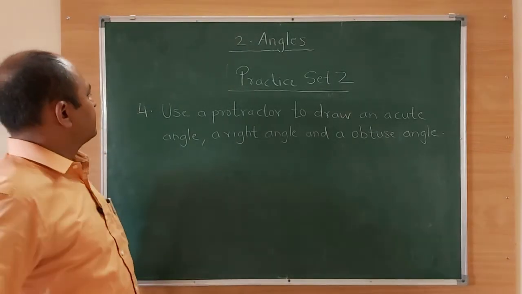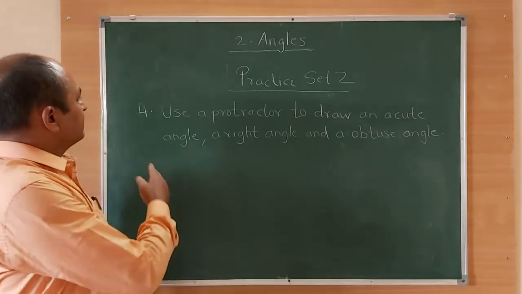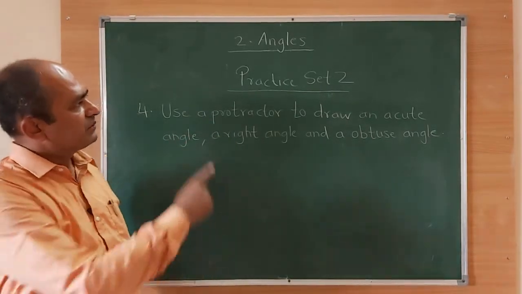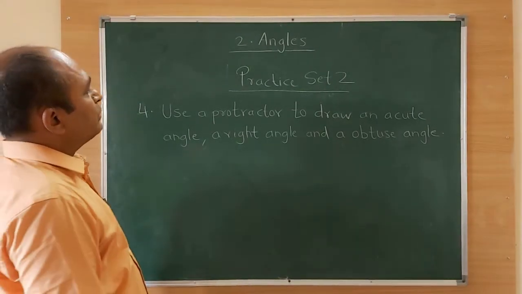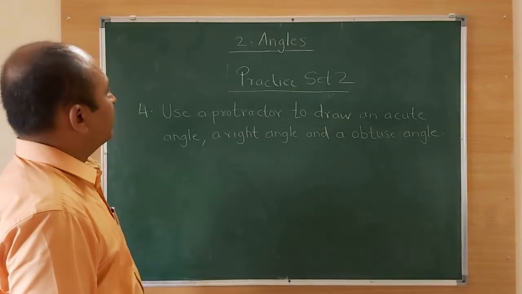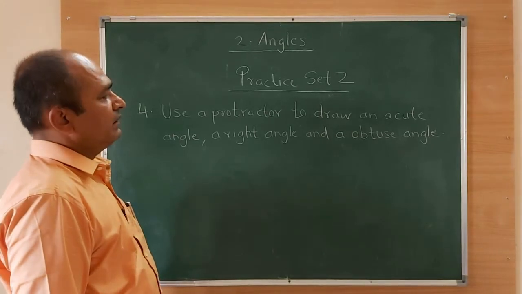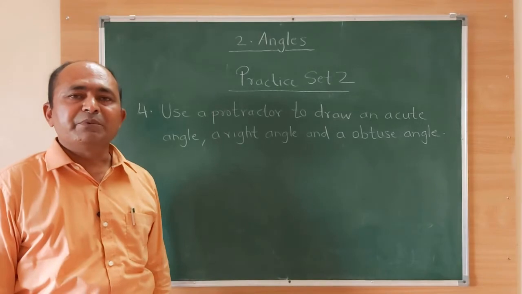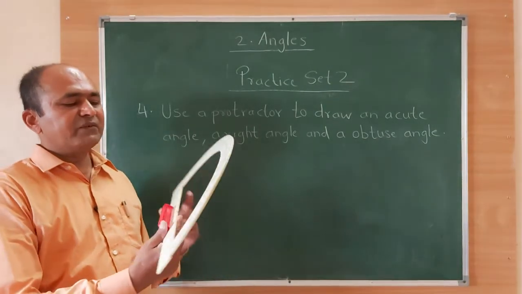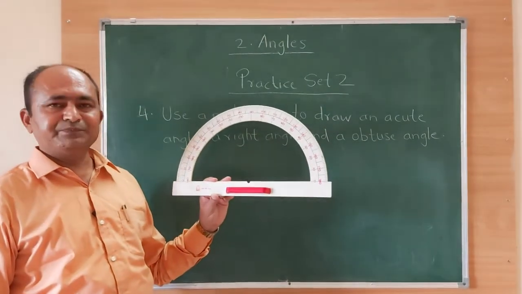Okay students, the fourth question is the last question of practice set 2. In this question you are told to use a protractor to draw an acute angle, a right angle and an obtuse angle. Now you know how to use the protractor. First I will just brief you about the protractor.